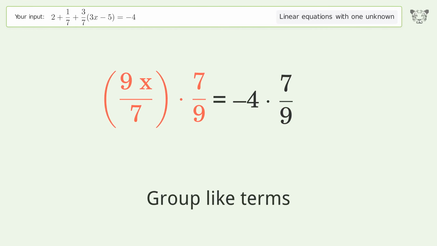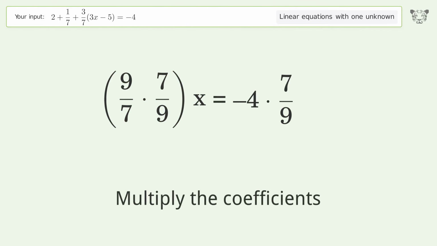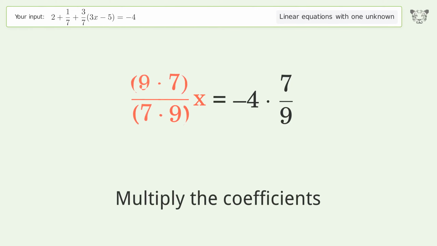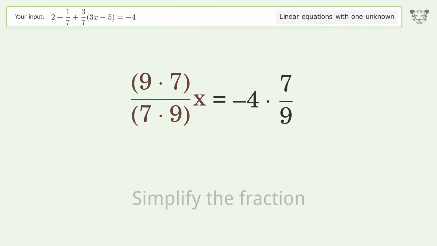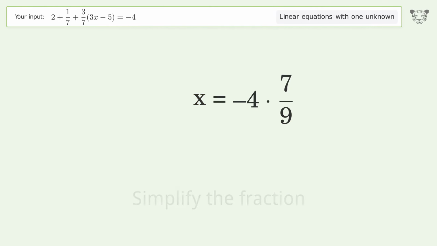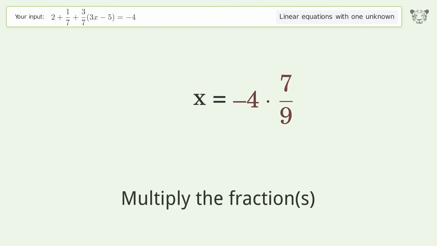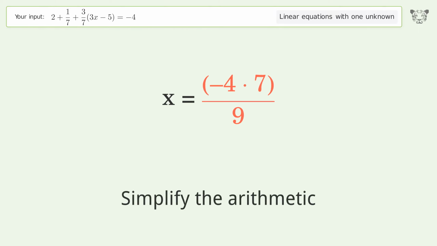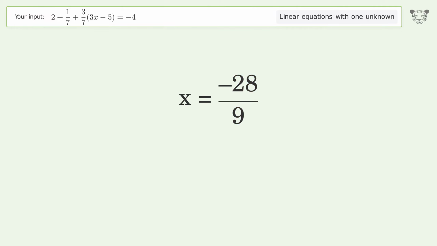Group like terms. Multiply the coefficients. Simplify the fraction. Multiply the fractions. Simplify the arithmetic. And so the final result is x equals -28/9.